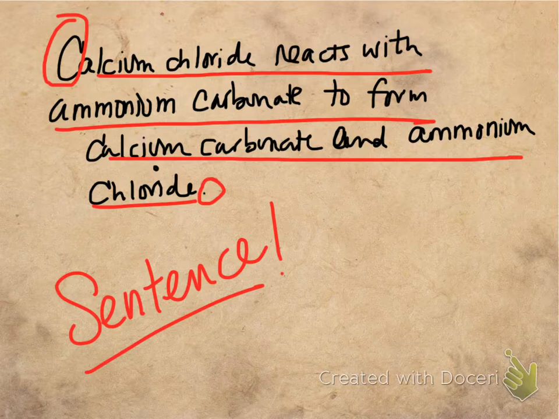But there are a few steps between having a sentence that describes a chemical reaction, calcium chloride reacts with ammonium carbonate to form calcium carbonate and ammonium chloride, and having a full-blown balanced chemical reaction. We're going to walk through these one at a time. So our first step will be to write a word equation.